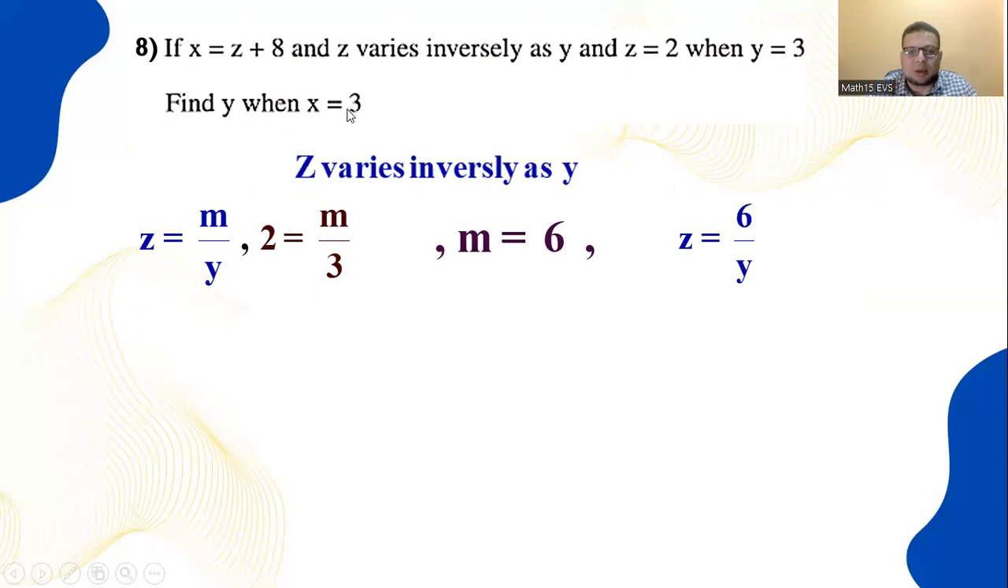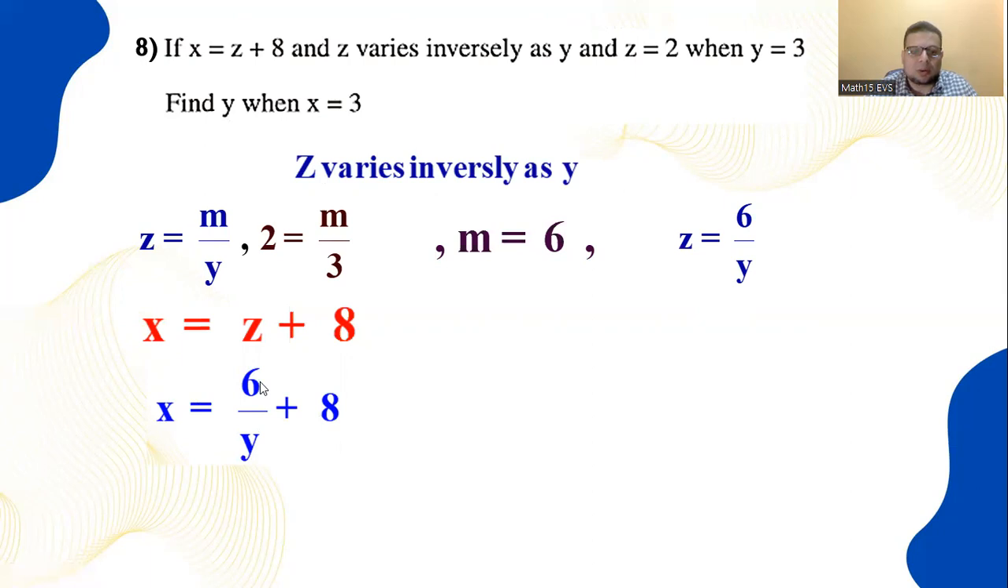Find Y when X equals 3. Okay, the relation between X and Z is X equals Z plus 8. And I have a relation between Z and Y. You can put the value of Z now, Z is 6 over Y. You can remove Z and put this value, 6 over Y. So you have now a relation between X and Y. I need the value of Y when X is 3. So put X is 3, you will get the value of Y.